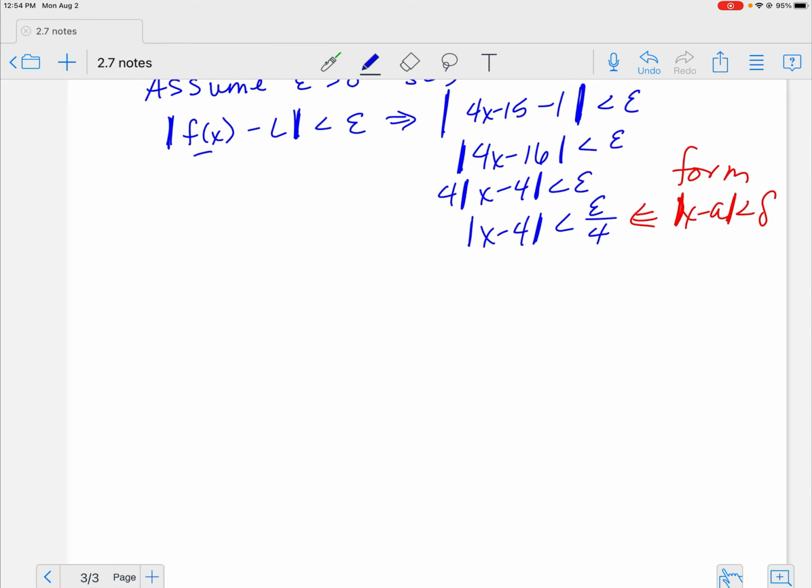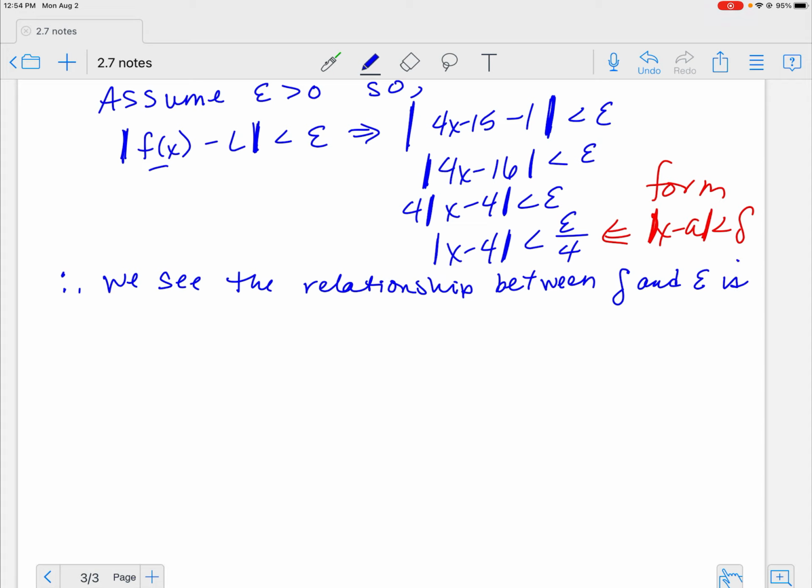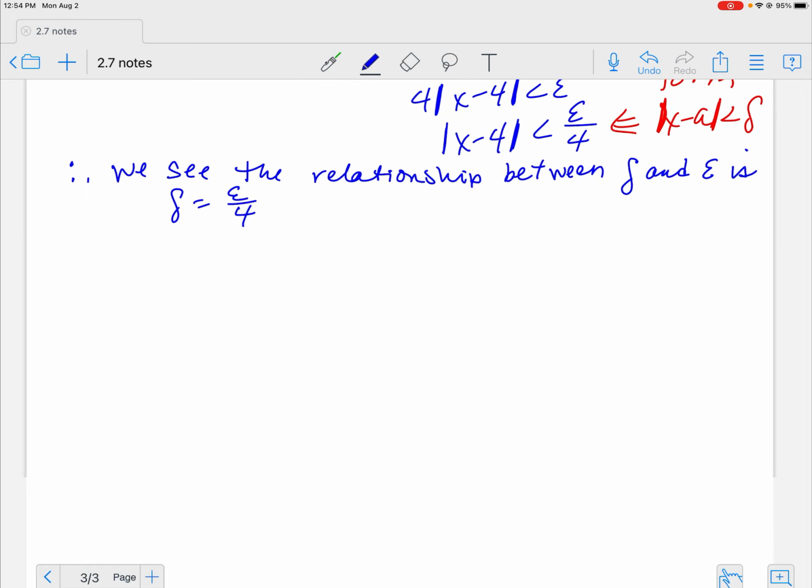Therefore, let me get this out of there so we have actually room. We see the relationship between epsilon and delta. Is that delta is equal to epsilon divided by 4. So we see this relationship. This is setting this up. We're getting this proof. We're setting this up. Now we know information about epsilon and delta. So here's our proof.